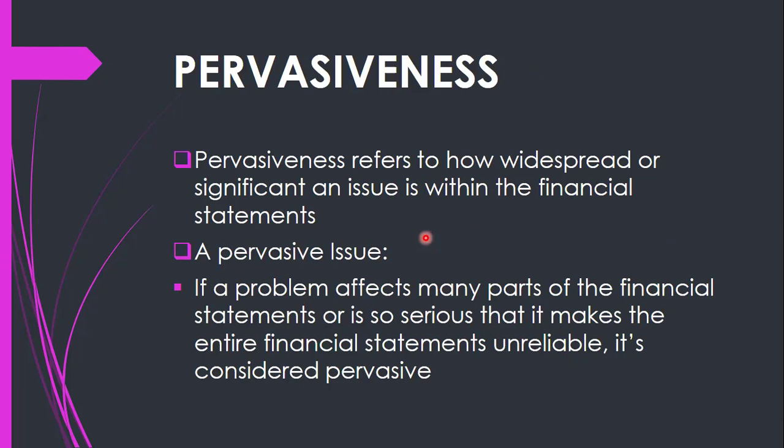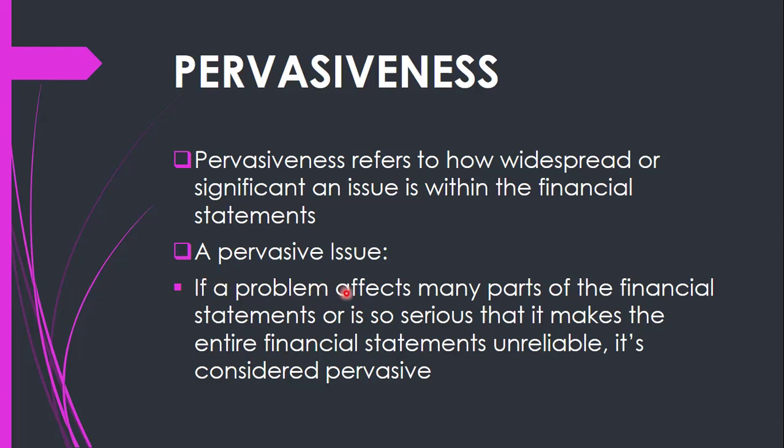What is pervasiveness? Pervasiveness simply refers to how widespread or significant an issue is in the financial statements. So, how important is an issue in the financial statements? If an issue is very important, and it affects many components, many items or many parts of the financial statements, then that issue is pervasive.